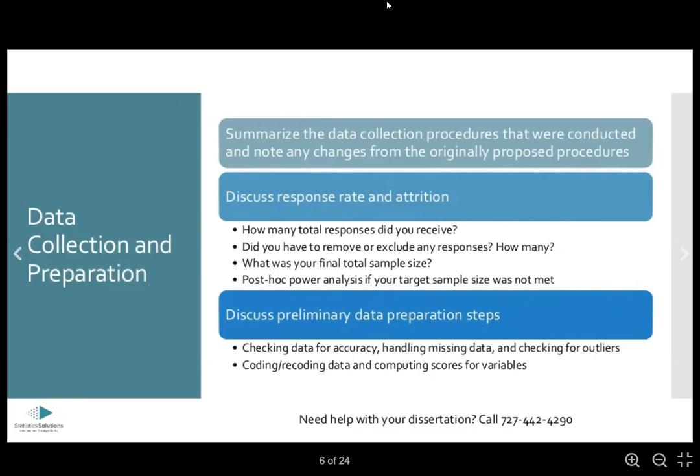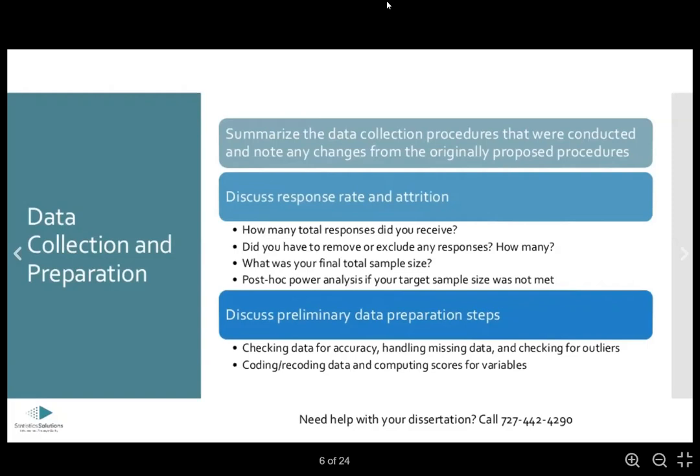So for example, if you said that you were going to be doing in-person paper and pen surveys to collect data, and then maybe due to the pandemic or maybe other reasons, you switch to an online survey, you just want to make sure that you're noting that here so that as your readers are interpreting your results, they understand the setting of your study.